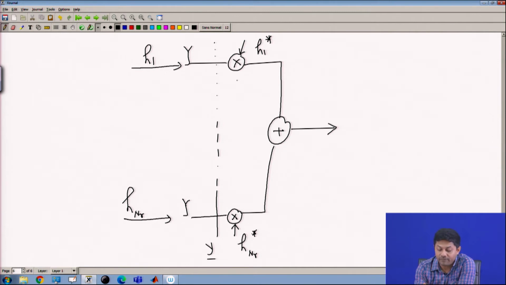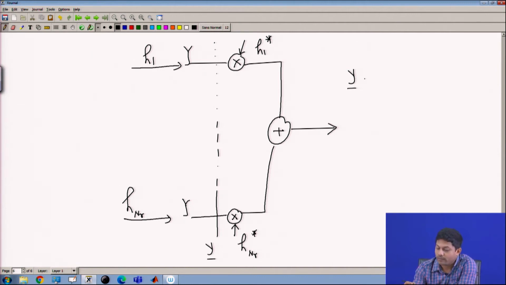Now, I am saying that each and every equalizer is nothing but whatever channel you are seeing on that particular antenna, just conjugate it and multiply it. So what happens? You have y bar, and you multiply this y bar with the conjugate of the channel. Let us see.